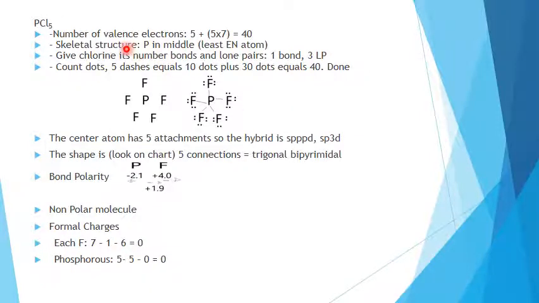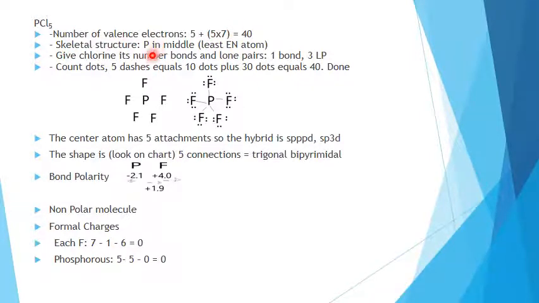Okay, PCl5. I think I might have actually done this one, and I have it here as PF5. Okay, so let's change that to PF5. Either way, you came up with the same structure. So it's 5 plus 5 times 7, which is equal to 40.